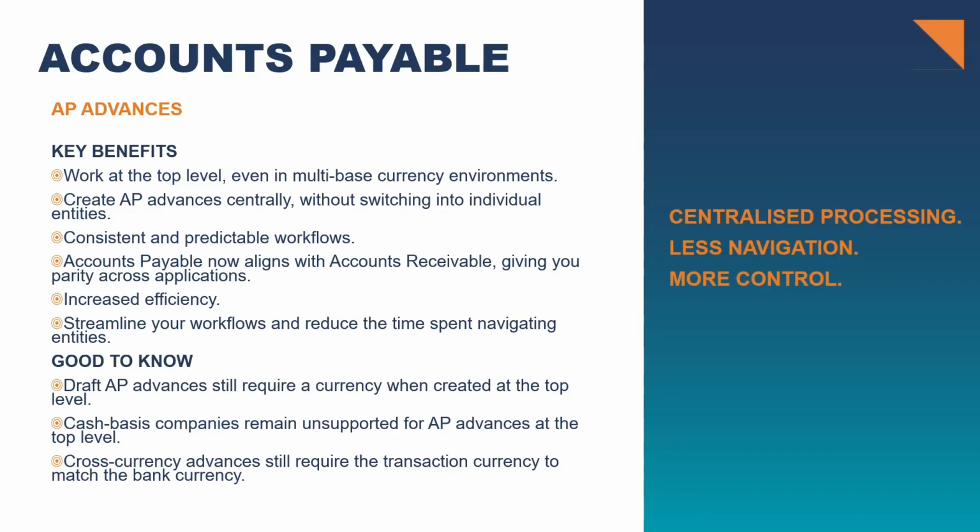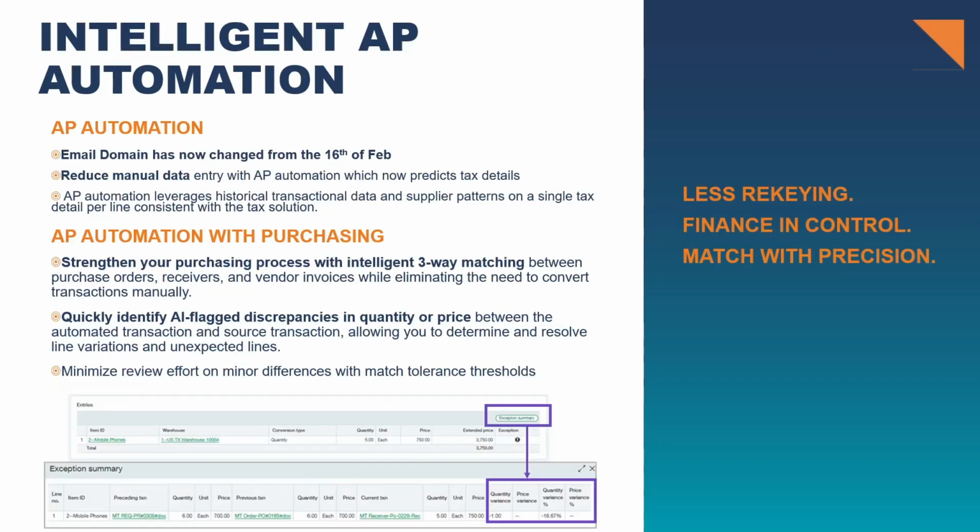Another release that I'd really like to highlight here is in accounts payable, where we now have the ability to post accounts payable advances at the top level of a multi-entity structure. Before, the finance teams had to move into each entity, process those deposits and prepayments. Now, central teams can manage advances without switching context, and you can align that AP with the accounts receivable functionality. But there are a couple of areas in accounts payable automation that I would like to talk about.